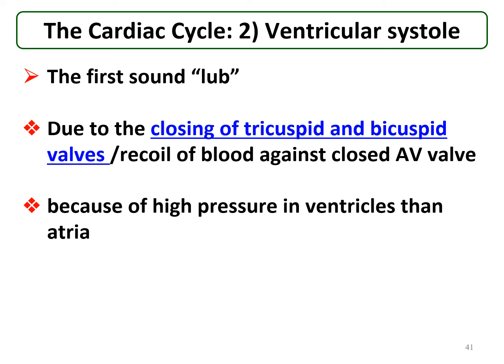The first sound of the heartbeat is lub, due to the closing of the tricuspid and bicuspid valves, because the blood recoils against the closed AV valves, so it produces the lub sound.